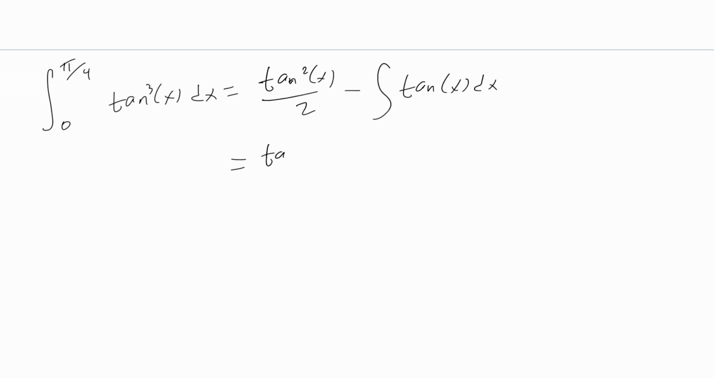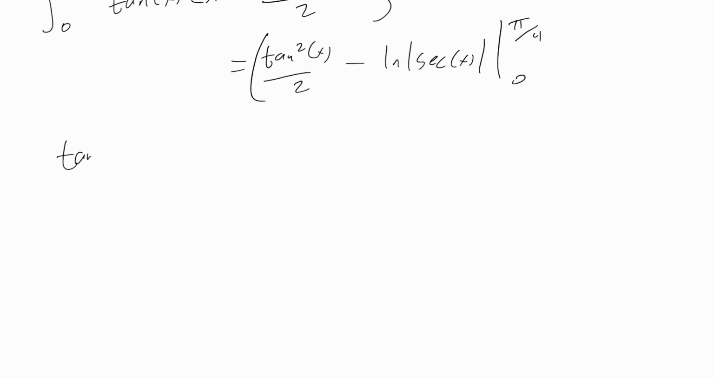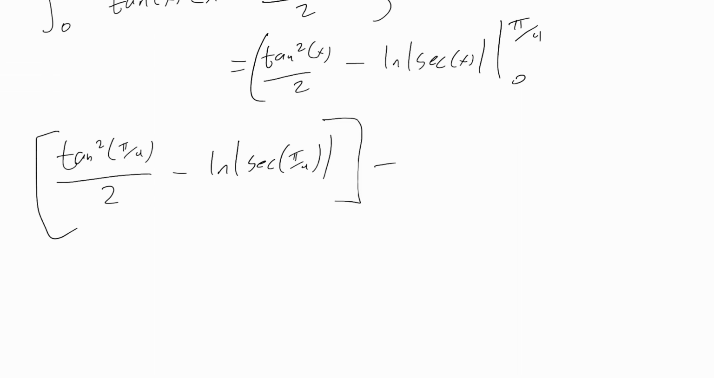And so we get tangent squared of x over 2 minus the natural log of secant of x. No need to add the plus c here. This whole thing is evaluated from 0 to pi over 4. And now we just plug in our stuff. So we're going to get tangent squared of pi over 4 over 2 minus the natural log of the secant of pi over 4, minus tangent squared of 0 over 2 minus the natural log of secant of 0.